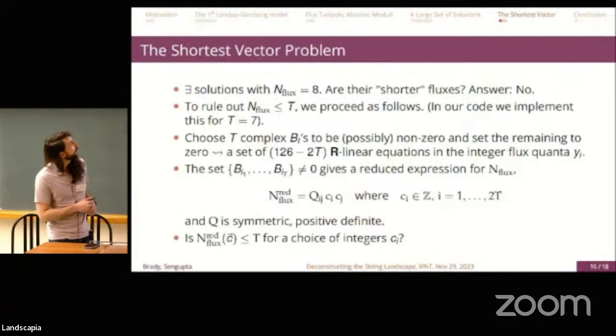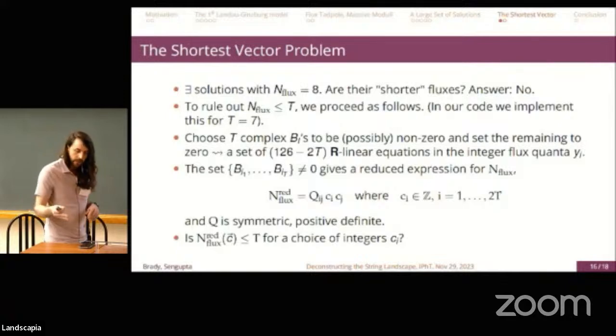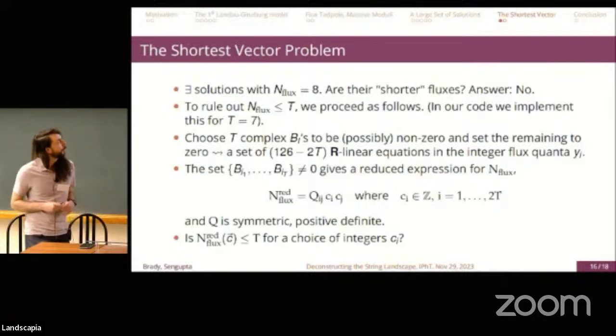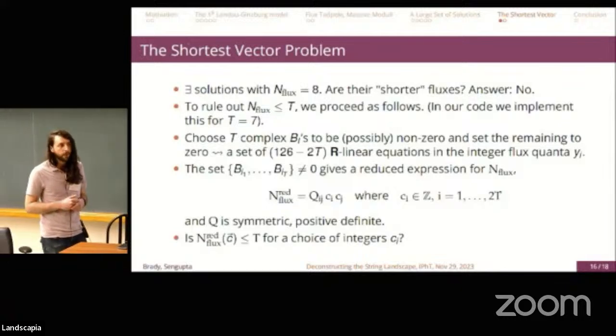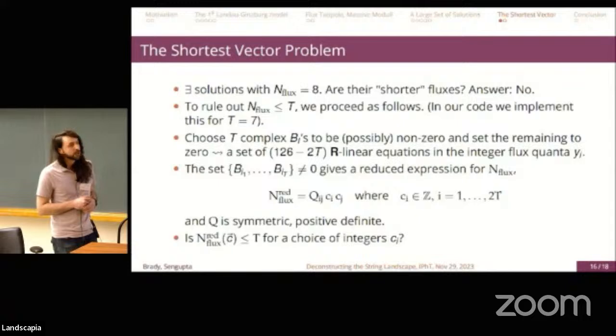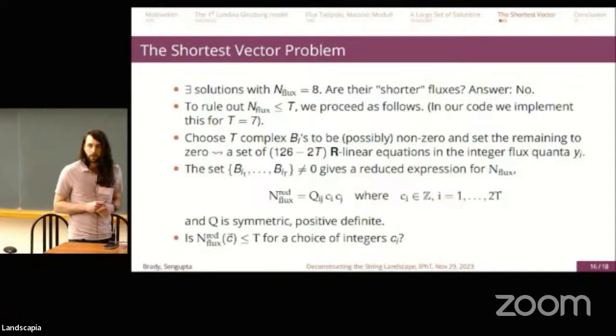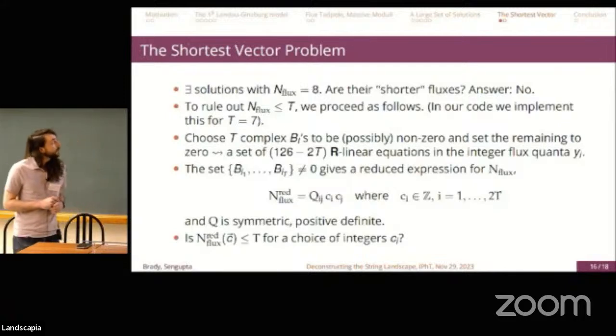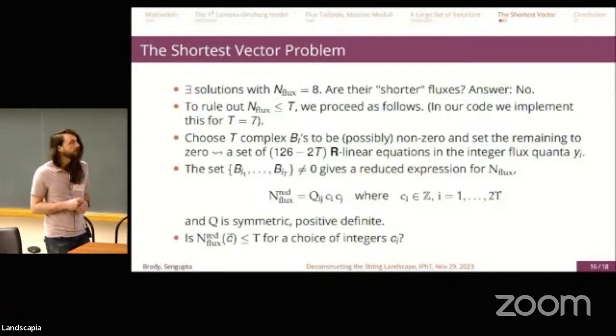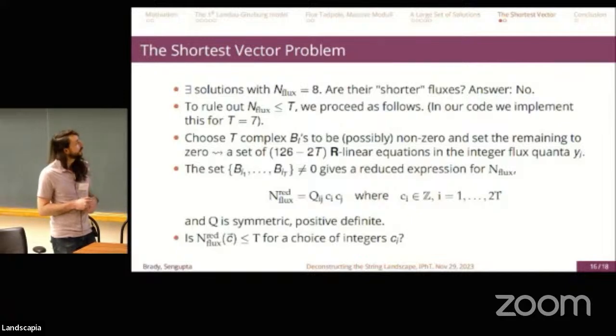So the shortest vector problem. We actually answer this question that Danindo proposed: are there any tadpole fluxes that are smaller than 8? And we found exhaustively that the answer is no. 8 is our minimum tadpole for this model. We do this by ruling out, as I said before in our procedure, and I'm going to describe the procedure now, these by looking for specific tadpole flux values that are less than.